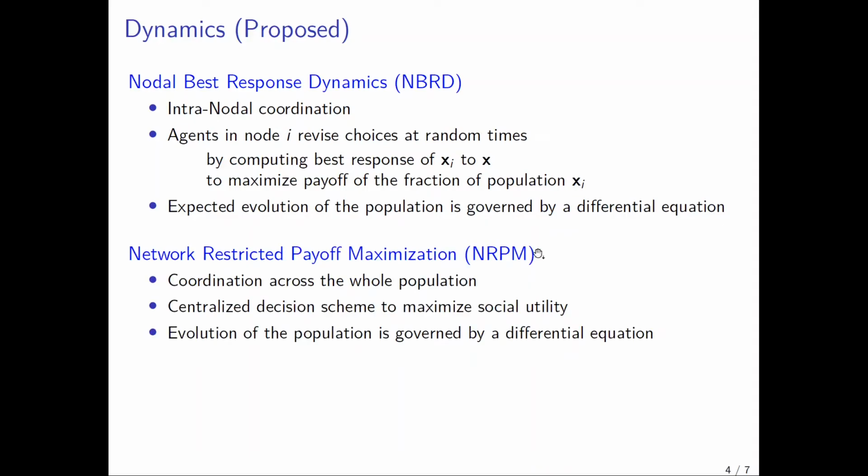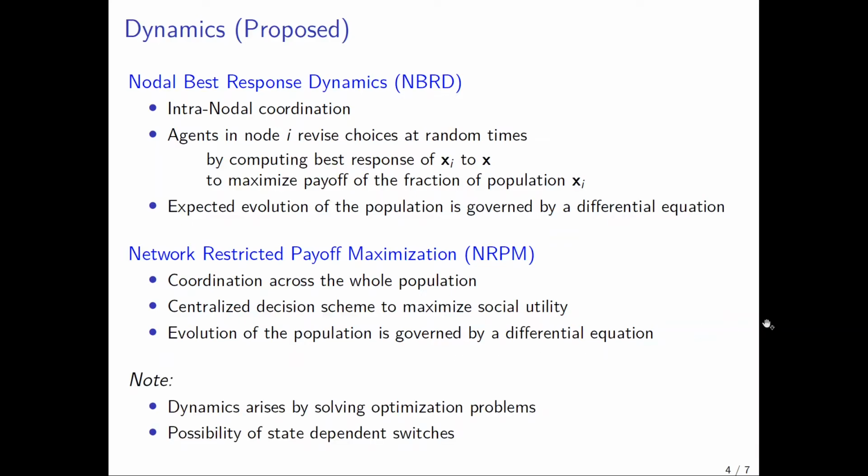The second dynamics is network restricted payoff maximization, or NRPM. Here we have coordination across the whole population. That is, the population evolves under a centralized decision scheme in order to maximize the social utility. Here again, the evolution of the population is governed by a differential equation. We would like to point out that in both cases, the dynamics arises by solving optimization problems, and we encountered the possibility of state-dependent switches.